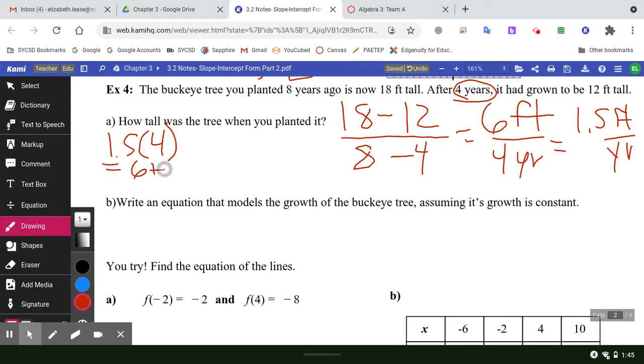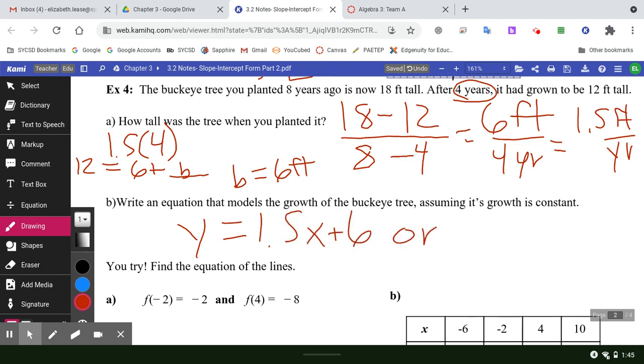But since it had to add to the starting height to get to 12 feet, that means it must have started at 6 feet as well. Therefore, our equation would be y equals 1.5x plus 6, or we could have left it as the original fraction that we first found, and that works as well.